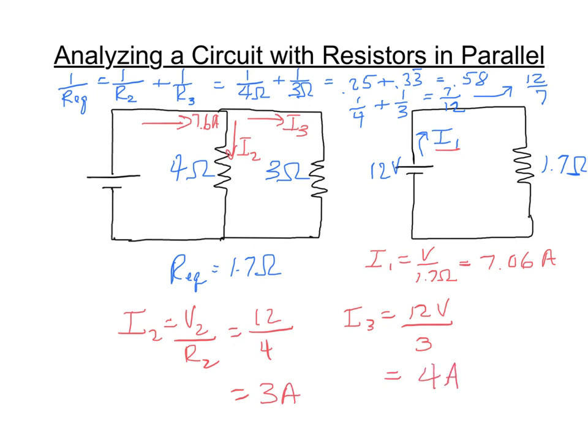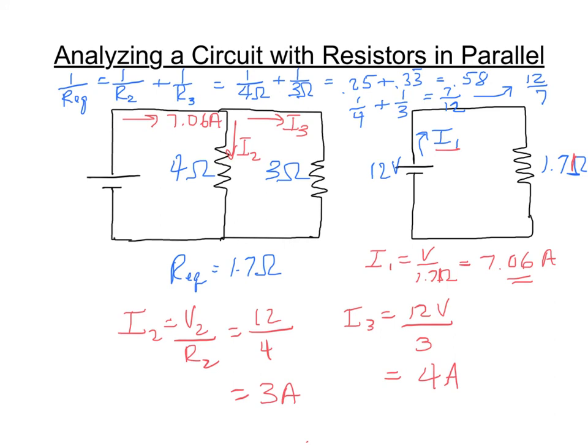The reason I'm off by a little bit here, at 7.06, is I rounded. If I wouldn't have rounded off, I'd have 1.71 ohms there, and if I divided by 1.71, this would have been exactly 7 amps. Because you'd expect I2 and I3 to add up to I1. I see I made a mistake up here, it's 7.06. Had I not rounded off, I would have gotten exactly 7 amps there. So as you can see, I1 adds up to I2 and I3.